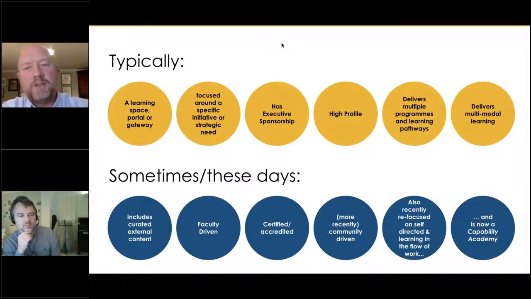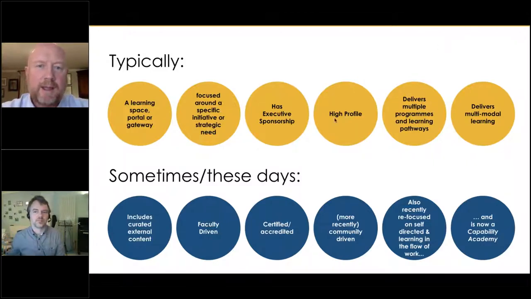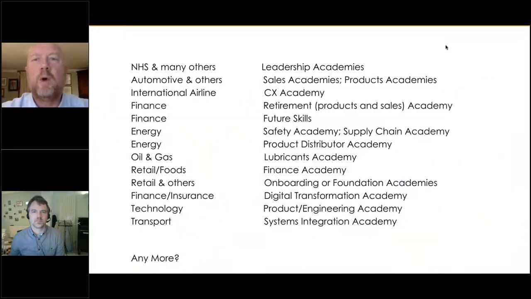You might have seen academies refocused on self-directed learning, learning in the flow of work, informal learning, providing that kind of place where learning happens, not just formal courses, which is what we would have seen in the past. And a phrase we're hearing a lot is capability academies. We'll talk about that as well in terms of what the academy is, I suppose, doing for a business or a cohort of learners.